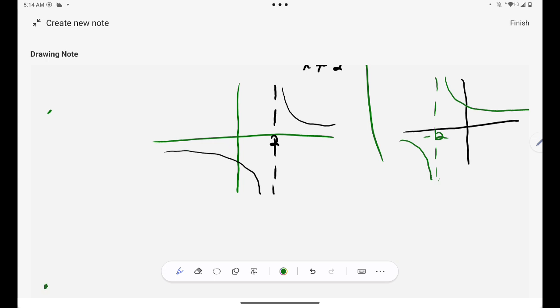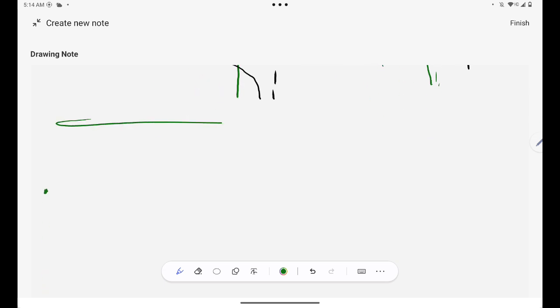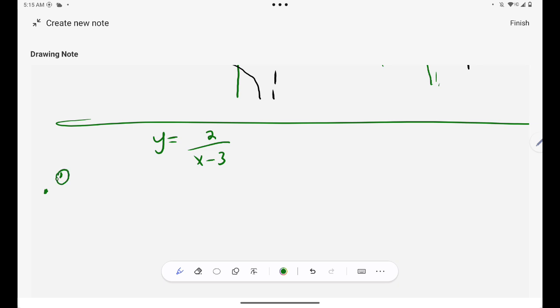Please note the steps still apply. Now let's draw a graph together. Y is equal to 2 over x minus 3. Okay, number 1, the shape of my graph. For me to find the shape of my graph, I must look at the sign of A. A is 2, and 2 is a positive number.